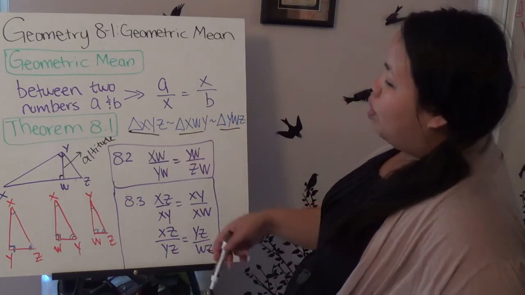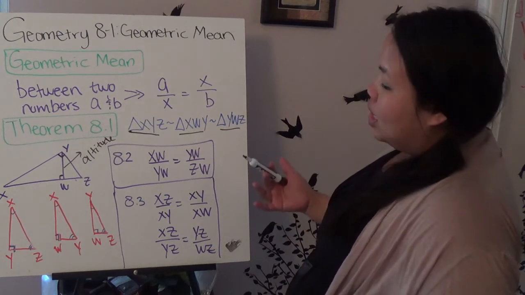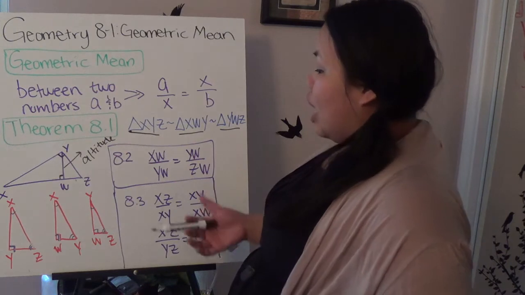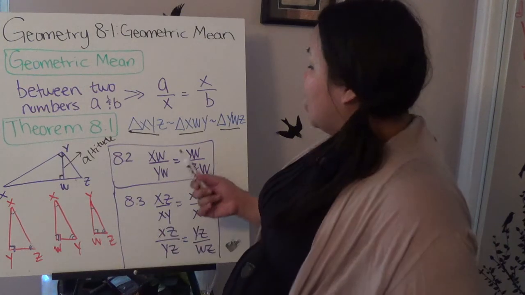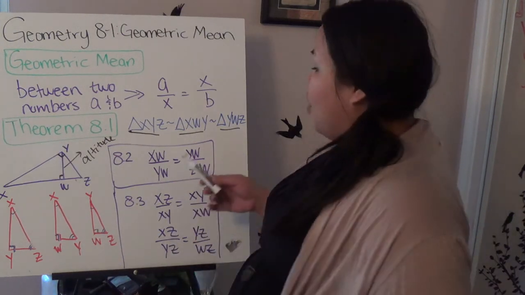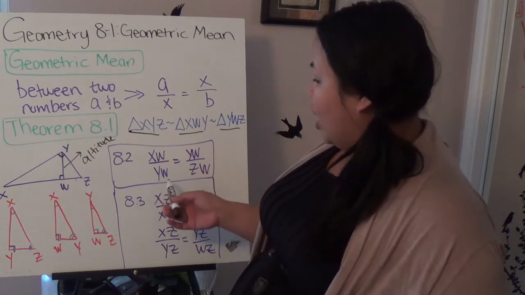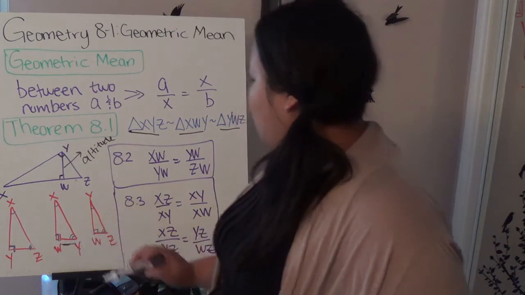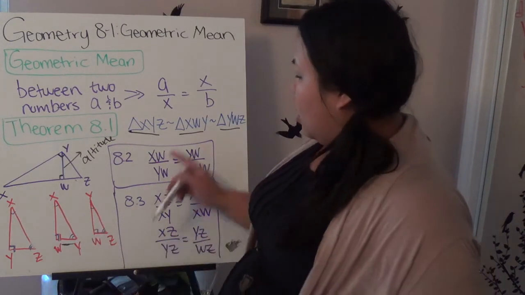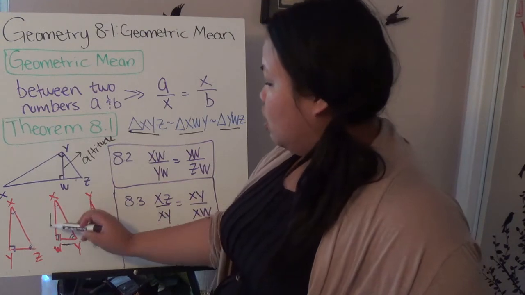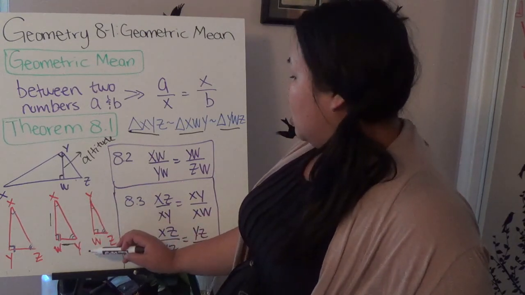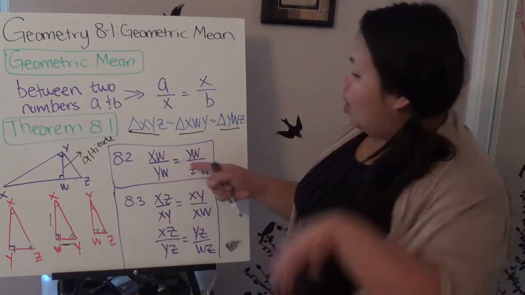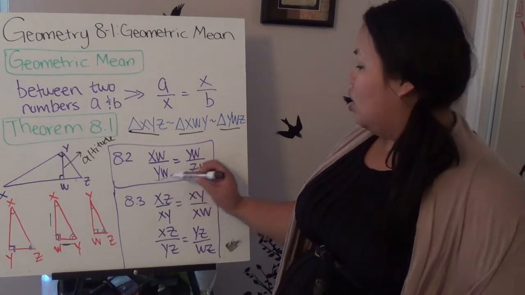So 8.2 and 8.3 basically tell us that when we have this situation happening, some of the lines, because they overlap, become geometric means. So if I look at the line YW right here, well, this is proportionate to XW over YW, so this over this is proportionate to this over ZW. So you have a geometric mean basically here and here.